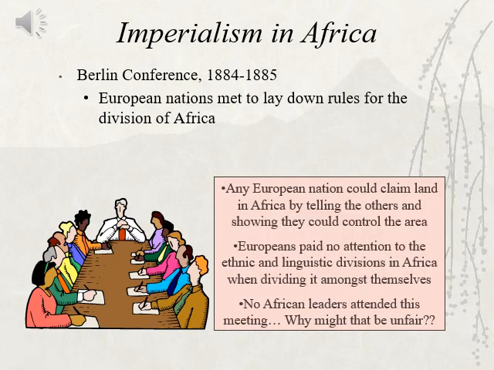Concerning imperialism in Africa, beginning with the Berlin Conference, which happened in 1884 and 1885, this is where European nations met to lay down rules for dividing independent African nations. And at the Berlin Conference, it was decided that any European nation could claim land in Africa by telling the others and showing they could control the area, showing they could have a police force there. Europeans paid no attention to the ethnic and linguistic divisions within Africa when dividing it amongst themselves. Furthermore, no African leaders attended this meeting.